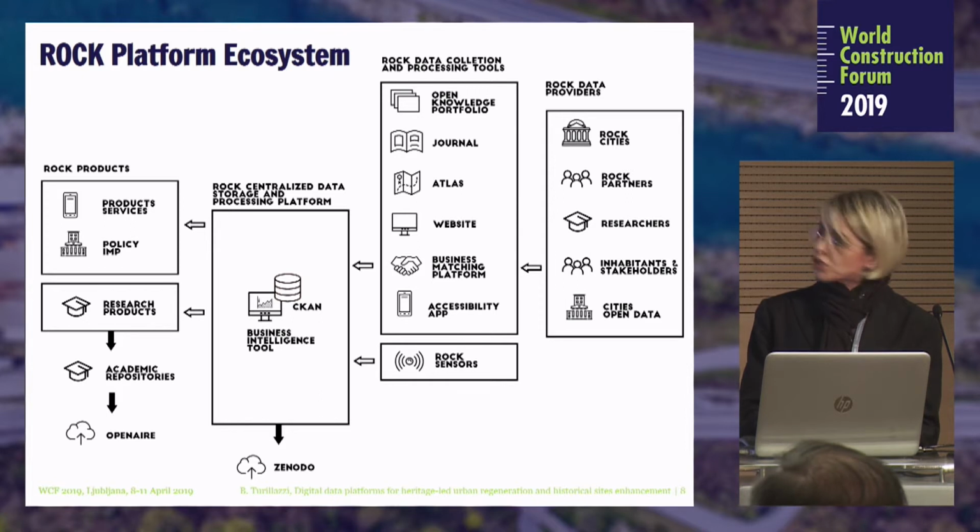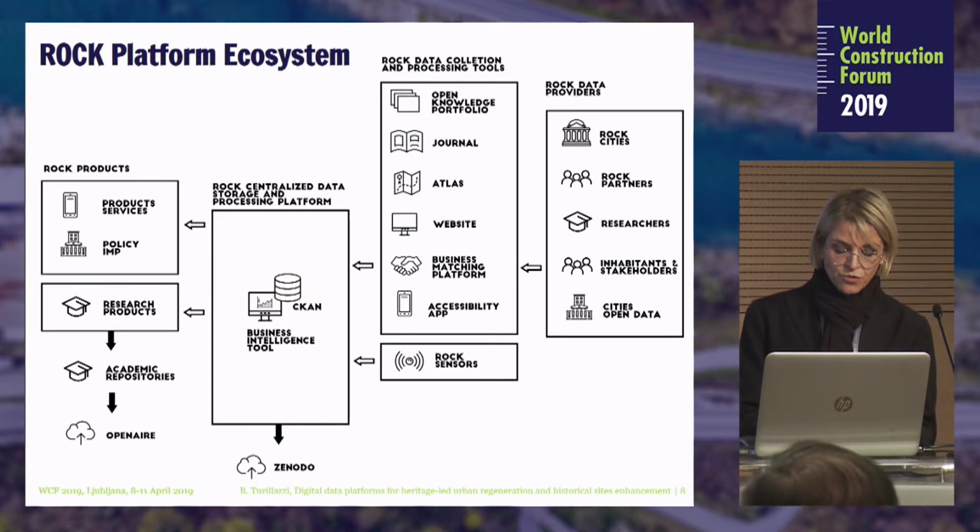The business matching platform, known as the Platform of Innovators, spreads the results at EU level and builds new alliances. The Accessibility app is an app for mobile devices, and it is one of the ROCK Sense products. And the ROCK Open Access and Peer-Reviewed European Journal, which is CPCL, meaning Creative Practices in Citizen Landscape. The journal presents research and information about heritage and creative practices.